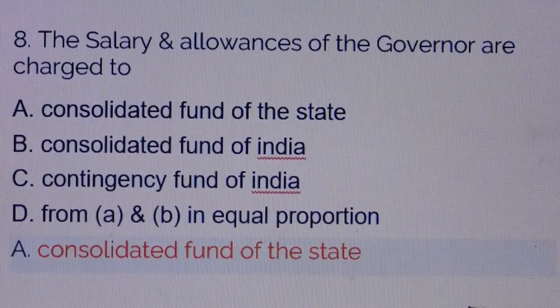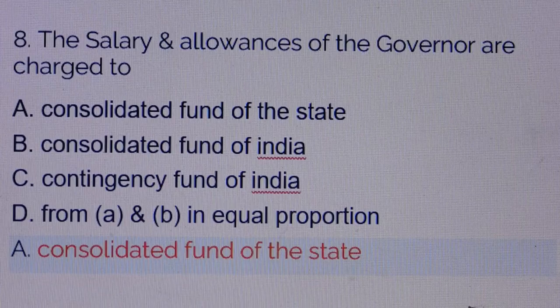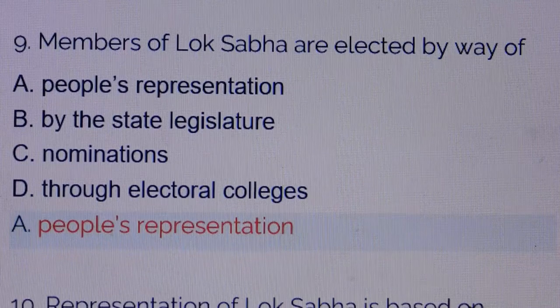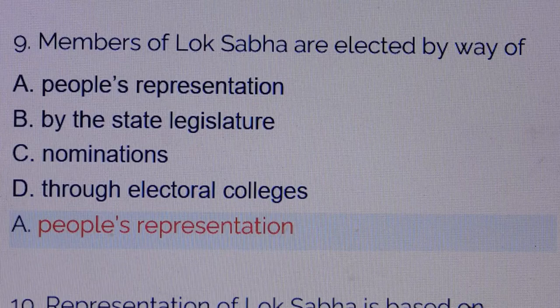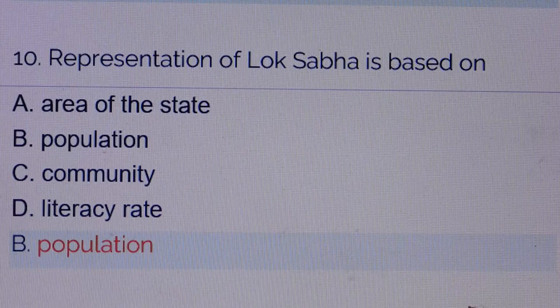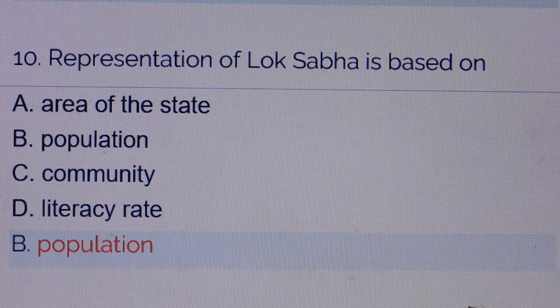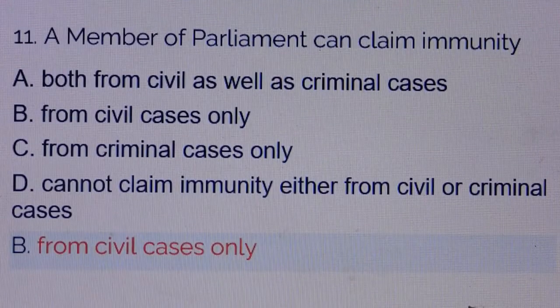Question number 8. The salary and allowances of the governor are charged to. Answer is option number A. Consolidated fund of the state. Question number 9. Members of Lok Sabha are elected by way of. Answer is option number A. People's representation. Question number 10. Representation of Lok Sabha is based on. Answer is option number B. Population.